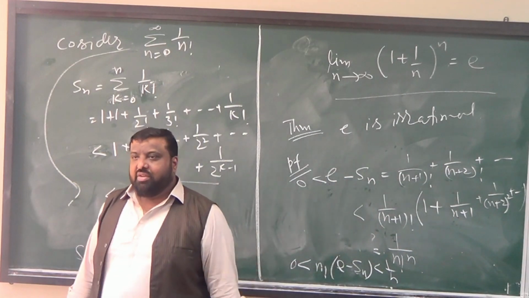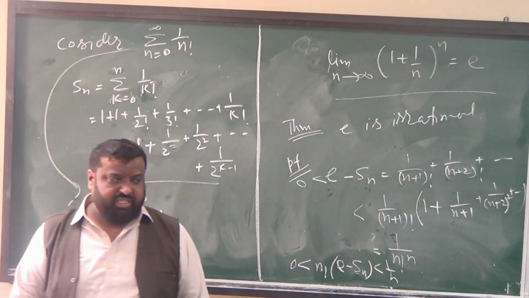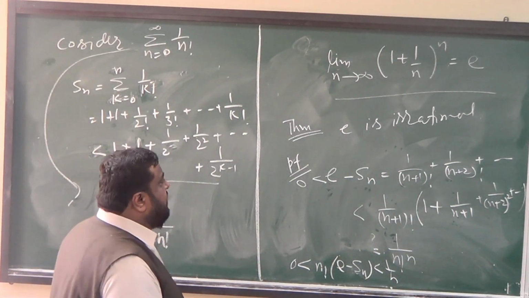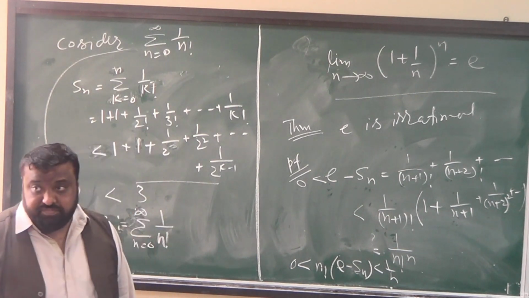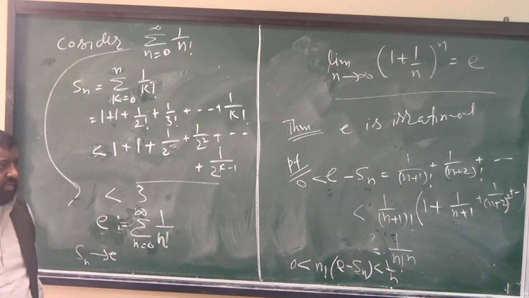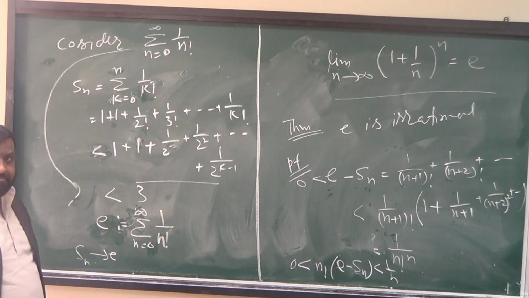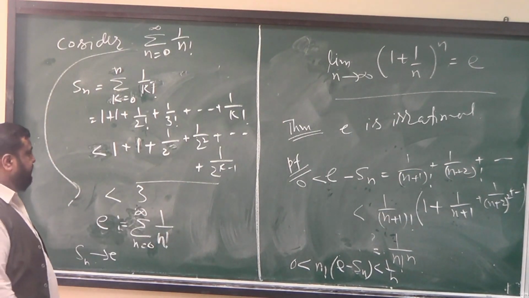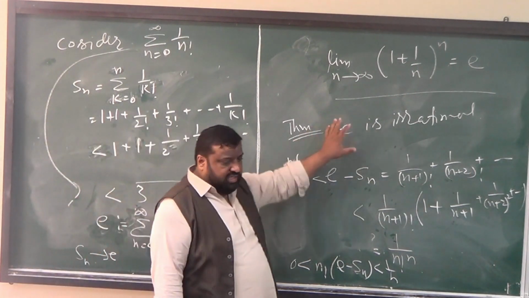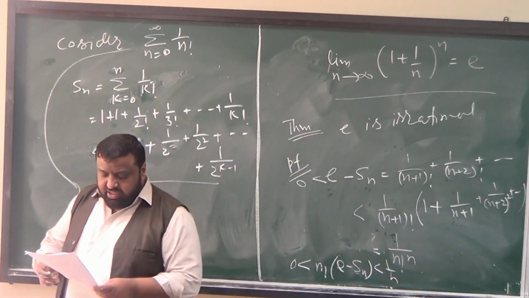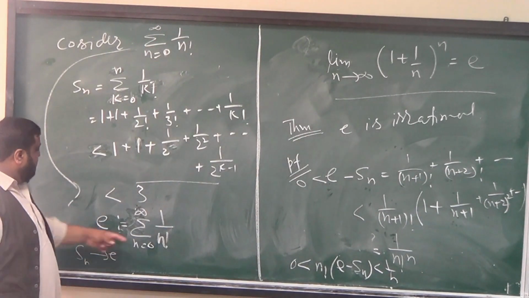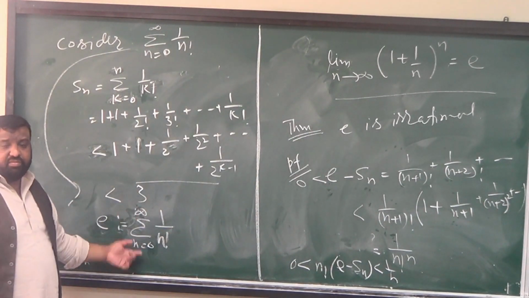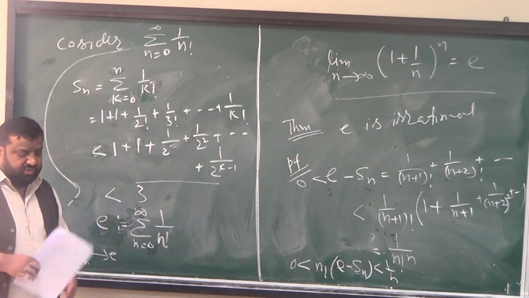So if this is an integer, that's a troublemaking thing. Then you found an integer between 0 and 1, which is not possible. So this little error shows that E is an irrational number.